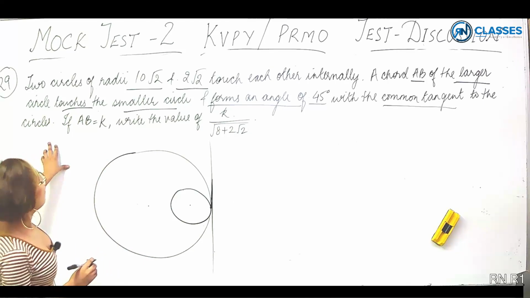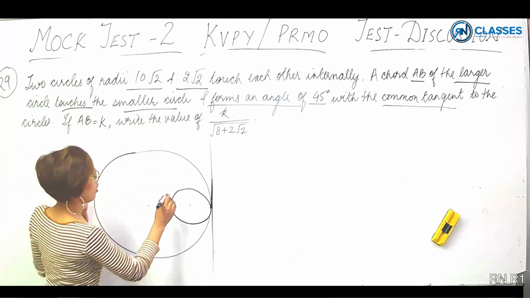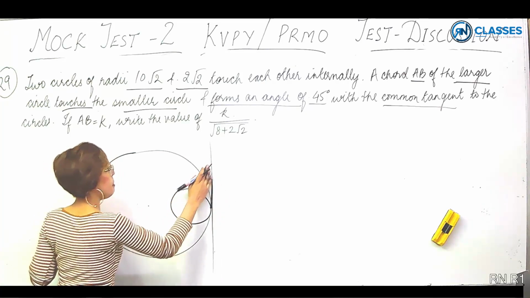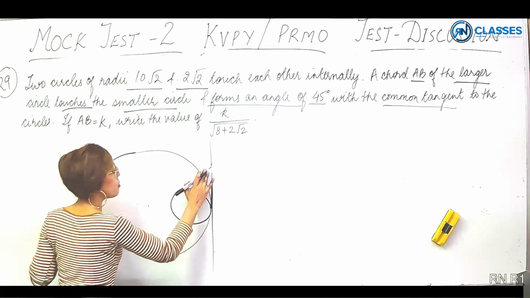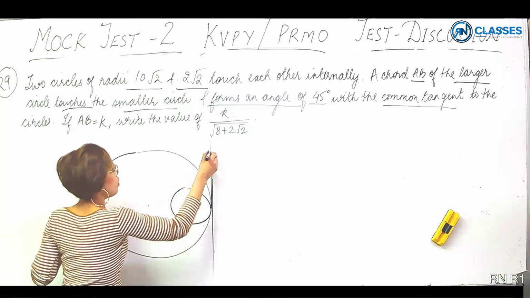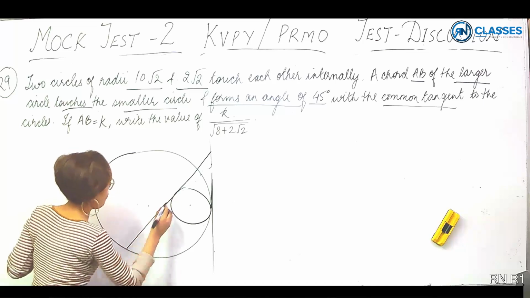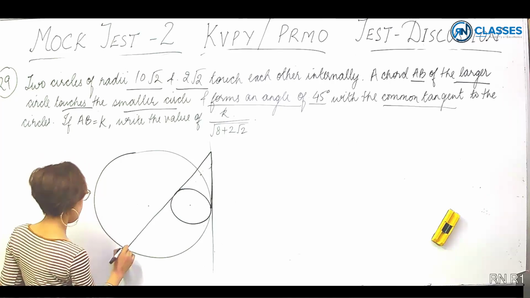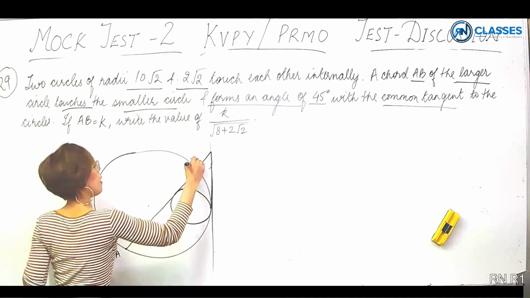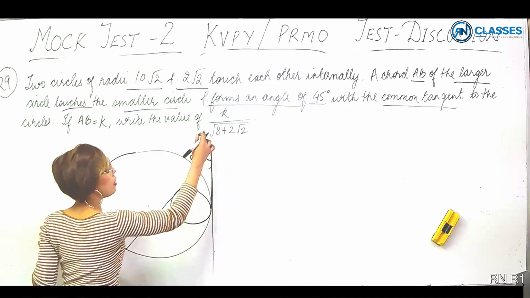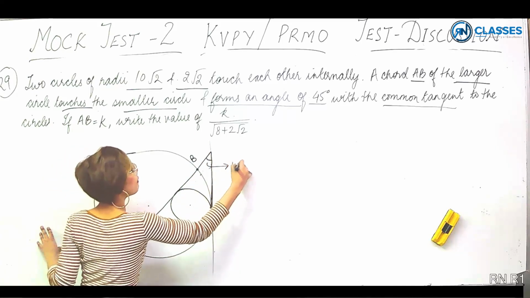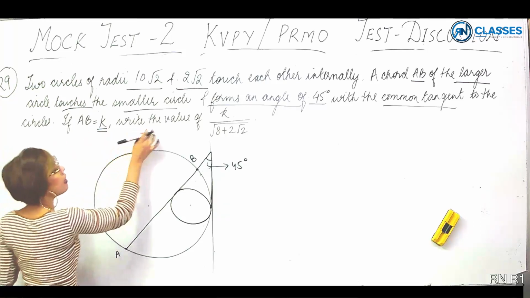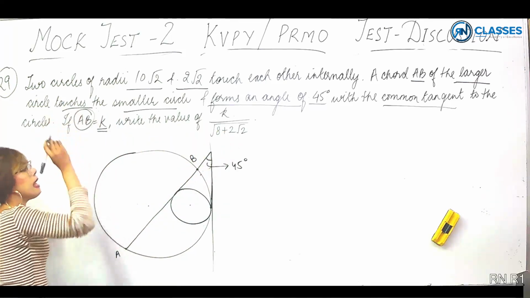Now AB is the chord of the bigger circle and it touches the smaller one. So maybe my chord is something like this. Or maybe I should make it more dramatic so that you can see the angles properly. Right. So it is something like this. So this is my chord AB, and it makes an angle of 45 degrees with the common tangent. So that means this angle is 45 degrees. Now he says if AB is equal to K, then write the value of this. So basically you need to find the value of AB.